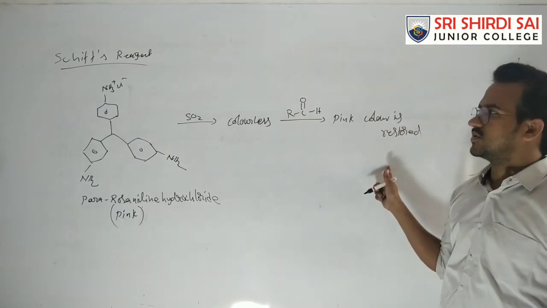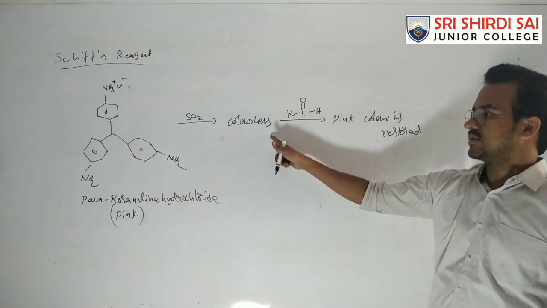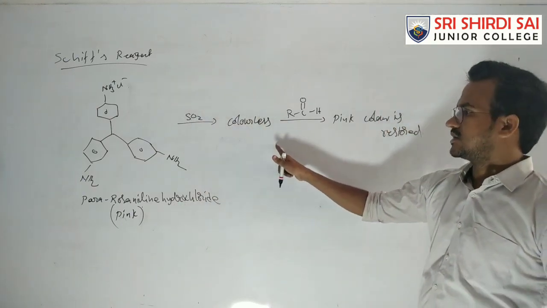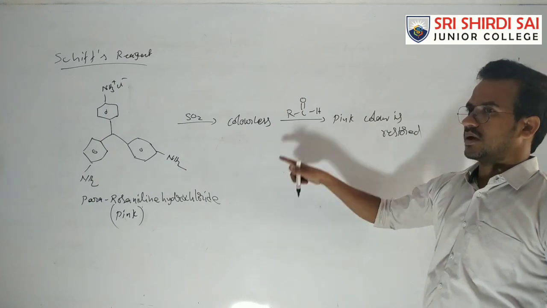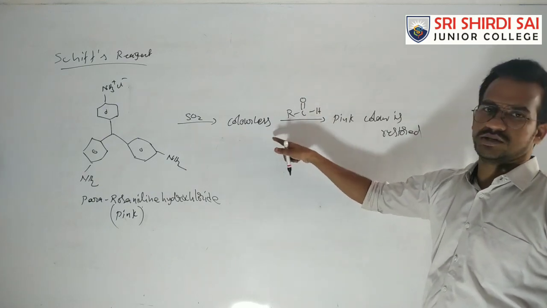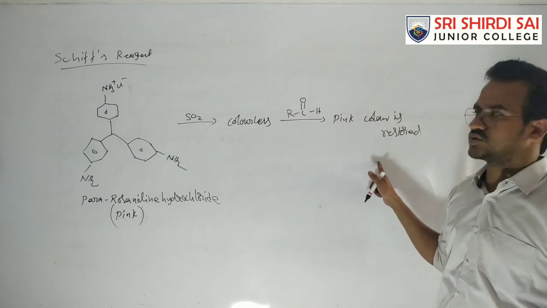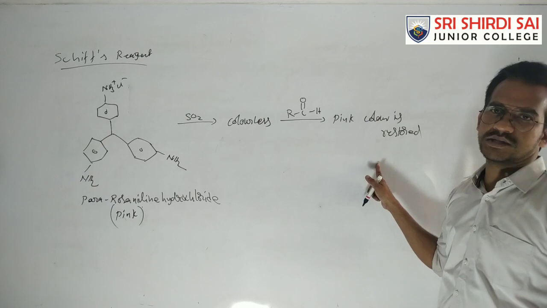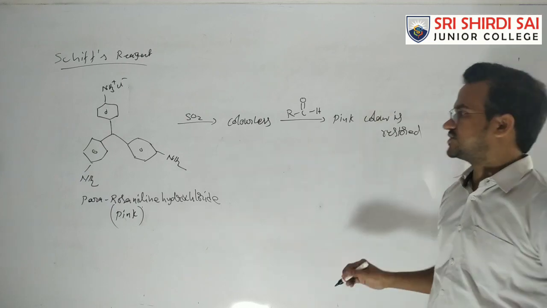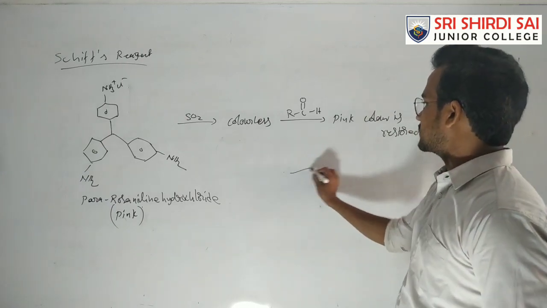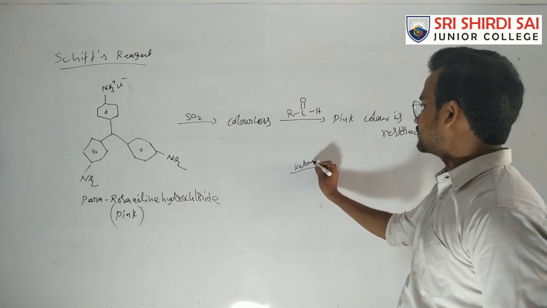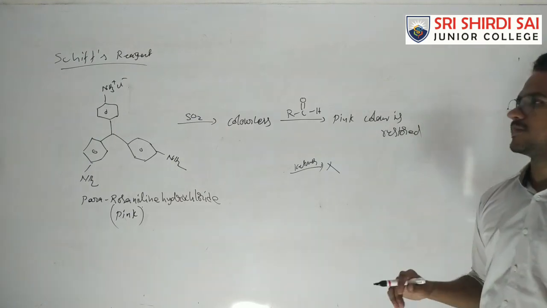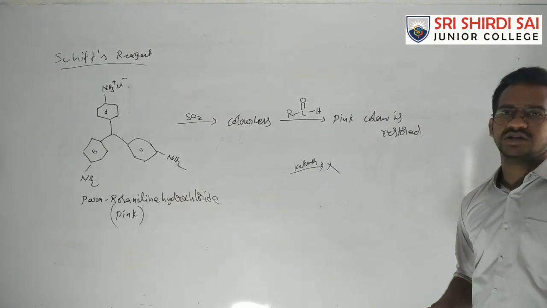It's a very simple test. The pink colored compound on passing SO2 becomes colorless, meaning the pink color disappears, and now adding an aldehyde to that colorless compound, the pink color is restored. That is for aldehydes. All aldehydes can be identified by Schiff's reagent. For ketones, no reaction. Those are the identification reactions.